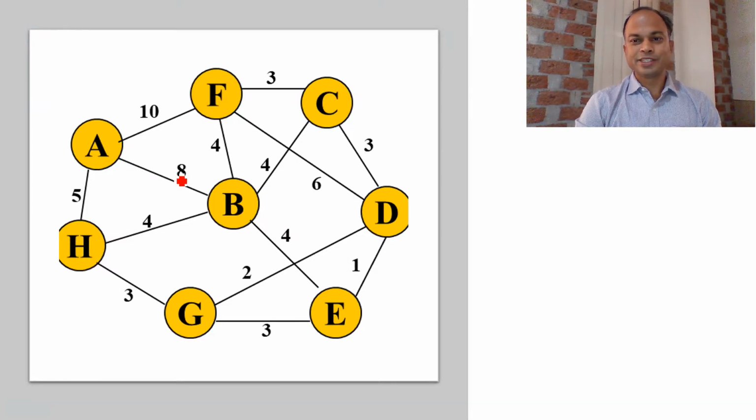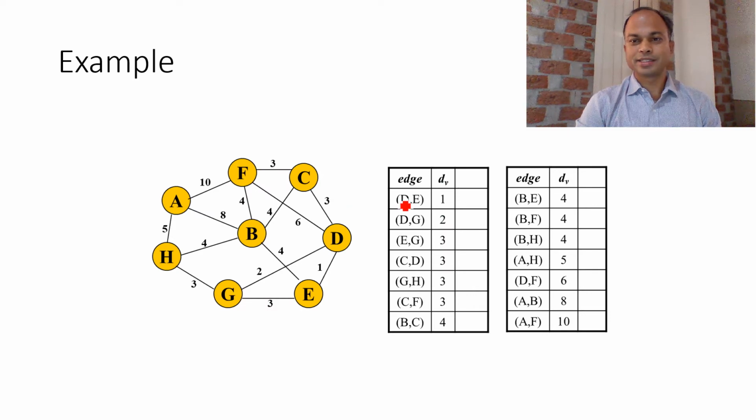Further, the same example is given and we want to convert this graph into a tree using the Kruskal algorithm. Our first step is to arrange all the edges in ascending order. Here D to E weight is 1, D to G weight is 2, E to G weight is 3, C to D weight is 3. We can write C to D first or E to G later. Whenever there is a tie, the choice is ours.